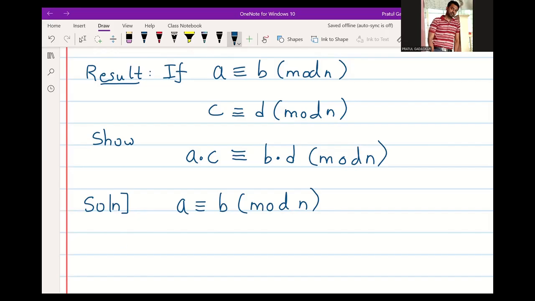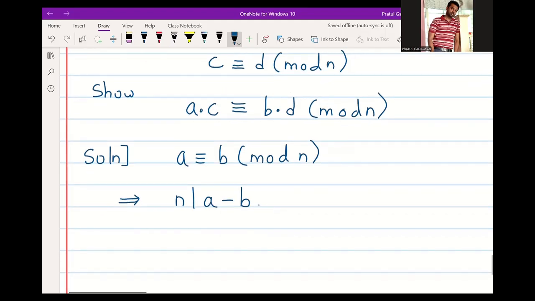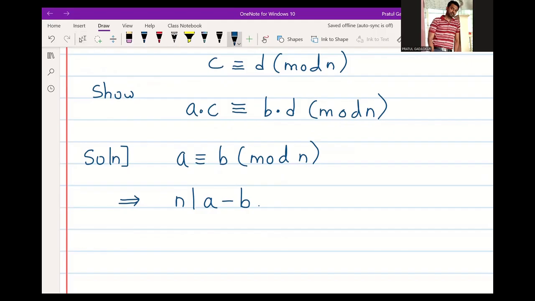This means that n divides A minus B. We know the definition of A divides B. What is the original definition of A divides B? You can write B is equal to AK, where K is some integer. This is the original definition of A divides B.